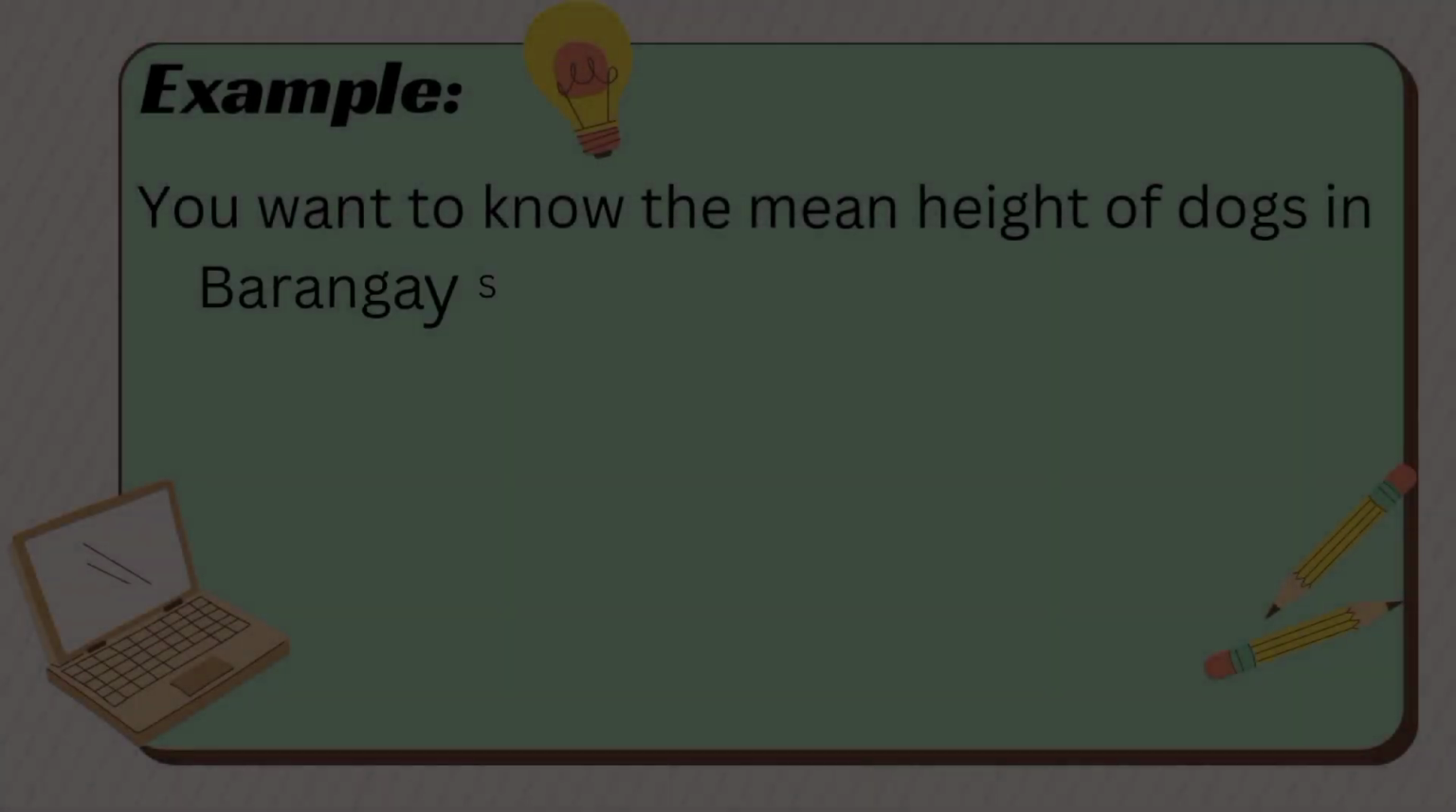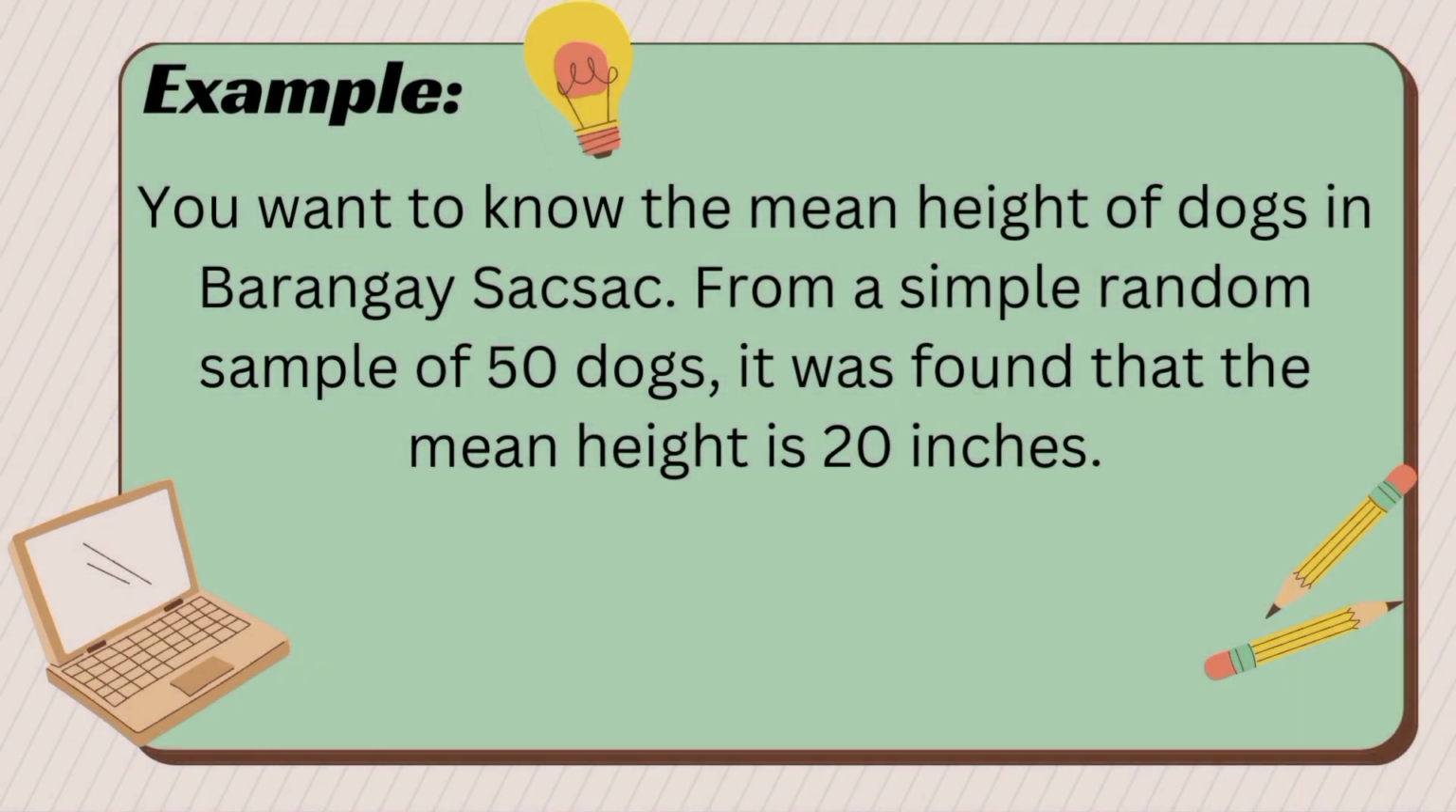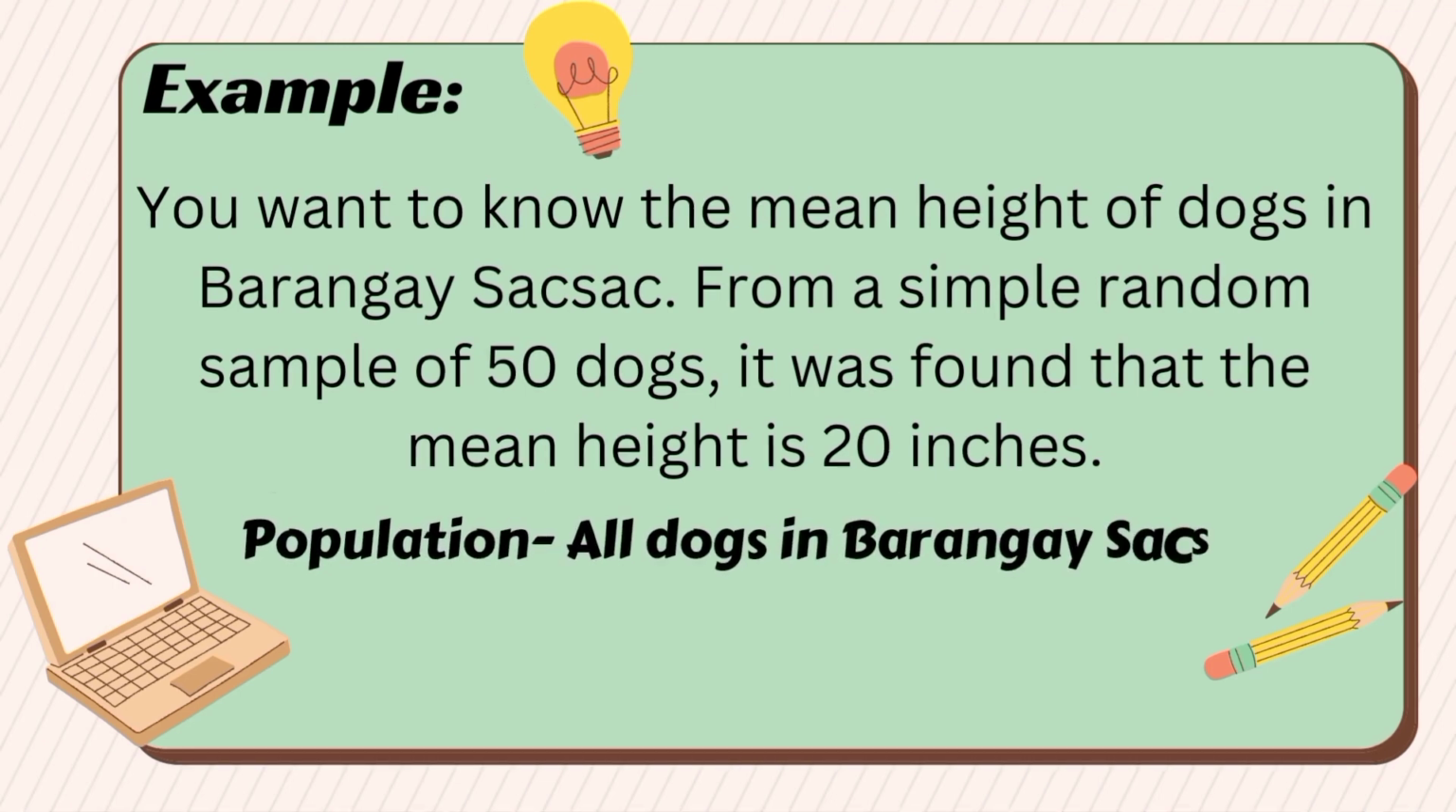Here's another example. The problem is you want to know the mean height of dogs in Barangay Saksak. From a simple random sample of 50 dogs, it was found that the mean height is 20 inches. Let's identify the population of the given problem. Since the study is conducted on dogs of Barangay Saksak, our population is all dogs in Barangay Saksak.